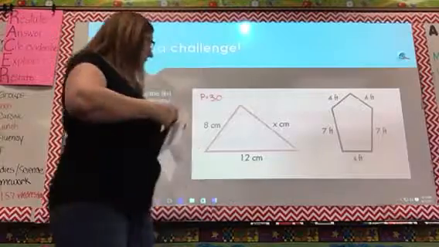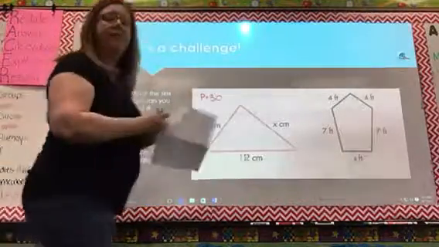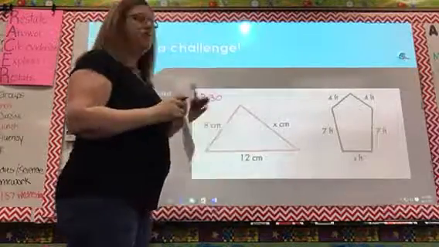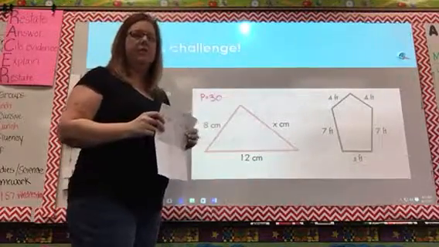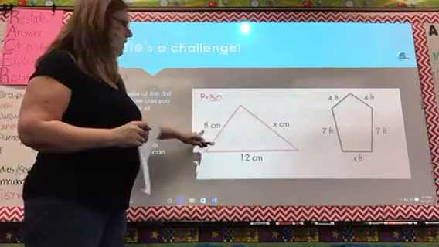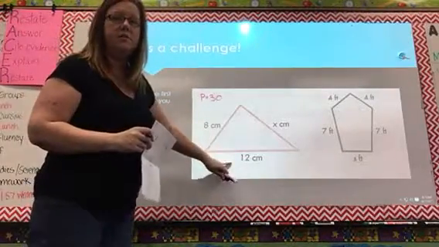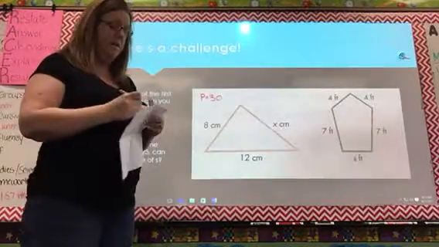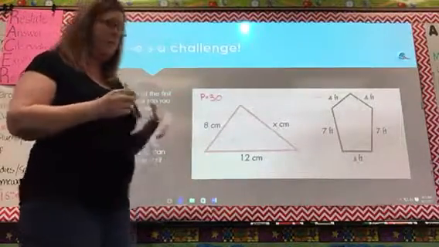Go ahead and put a number 7 right here on your paper and just try it. It's okay if you don't get it right. Just try it. If we know the perimeter is 30, we know that this is 8, we know that this is 12, what do you think we could do to figure out the unknown side? Go ahead and pause the video and try it, okay?